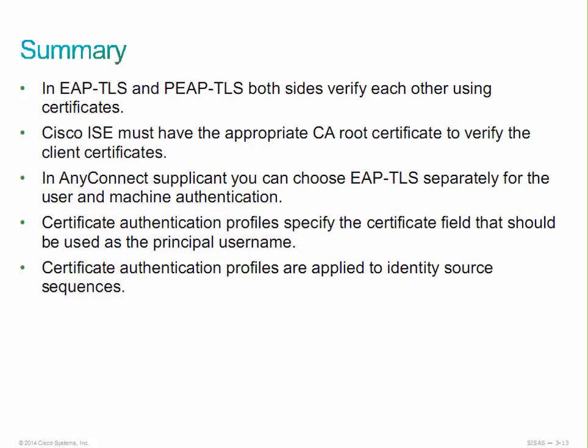We talked about EAP-TLS and PEAP-TLS. Both sides verify each other using certificates. ISE has to have the appropriate CA root certificate installed to verify the clients, and conversely, the client would have to have the same root CA installed to verify the server as well. All right. In AnyConnect, we have a supplicant that we can choose EAP-TLS as the user and machine authentication option. We can use certificates and use certificate authentication profiles to specify the certificate field that should be used as the principal username. We saw that as one of the options that we could specify. And then finally, how do we take that certificate authentication profile and apply that to the identity source sequence? So that concludes that lesson.